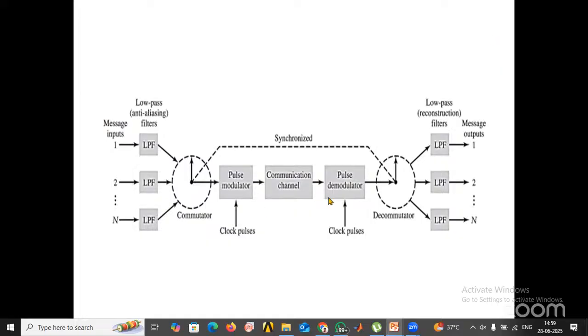Here the channel is the same, but an electronic switch is used, which rotates among all users based on the time slots. For each and every user, it allocates a specific time period. In that time period, it communicates with the user and makes a transmission. That is called time division multiplexing.